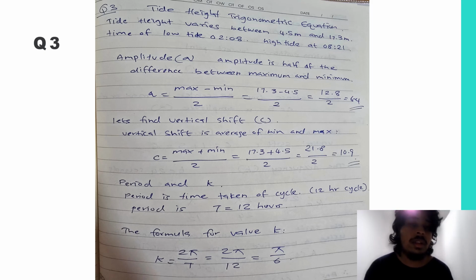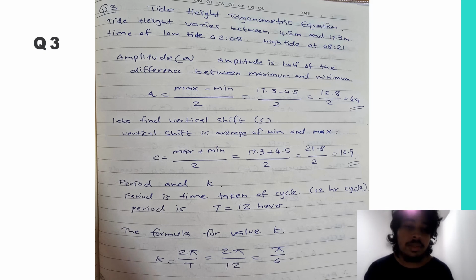Question 3. The tide height trigonometric equation. Tide height varies between 4.5 meters and 17.3 meters. The time of low tide is at 2:08, and the high tide is 8:21. Amplitude is half the difference between maximum and minimum. So once again, the equation is as shown, with the answer being 6.4.